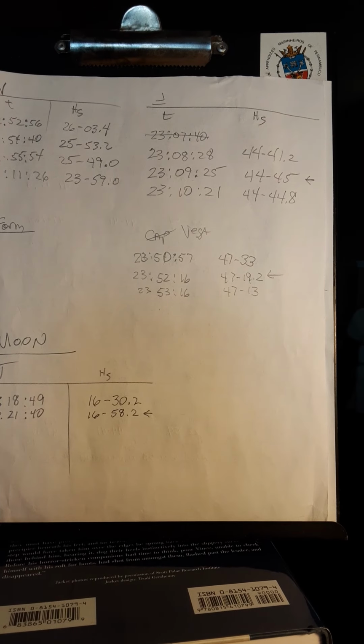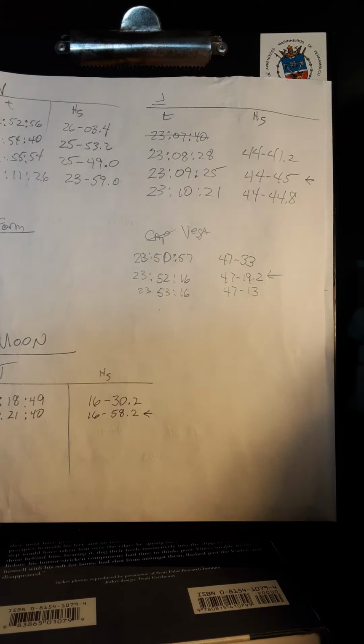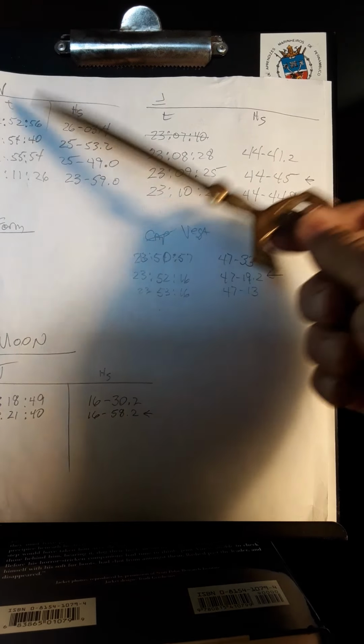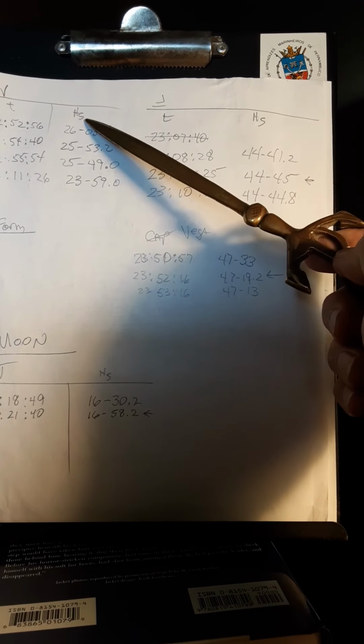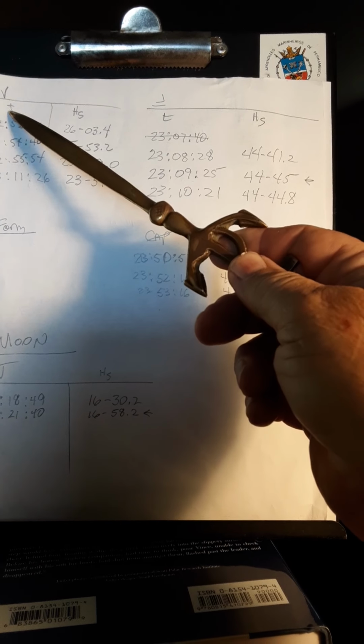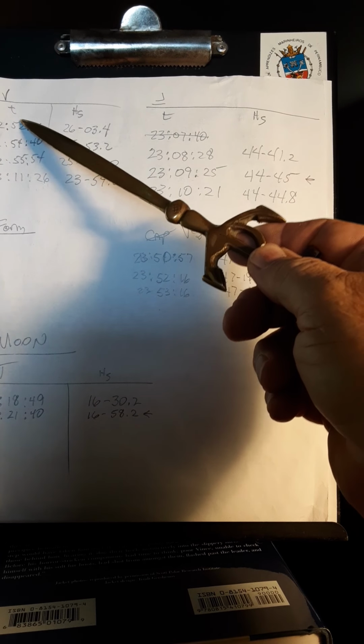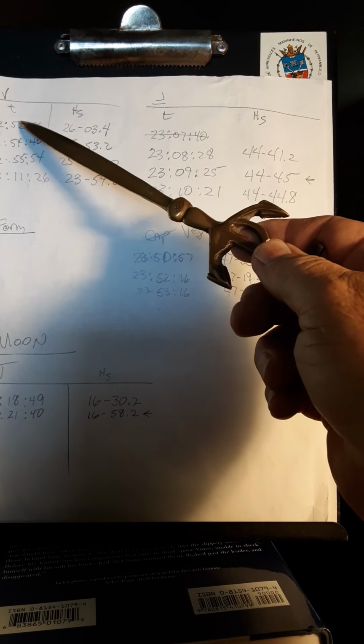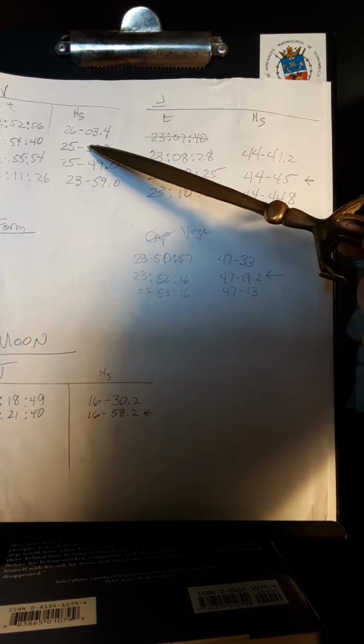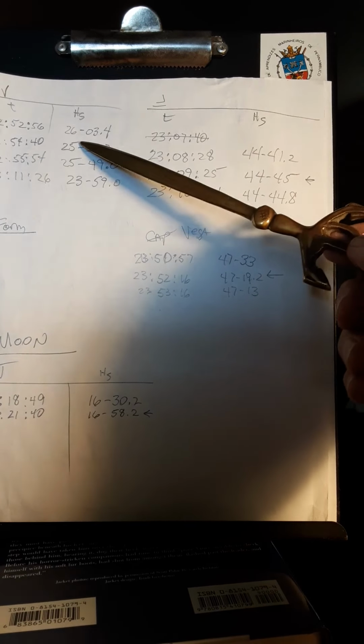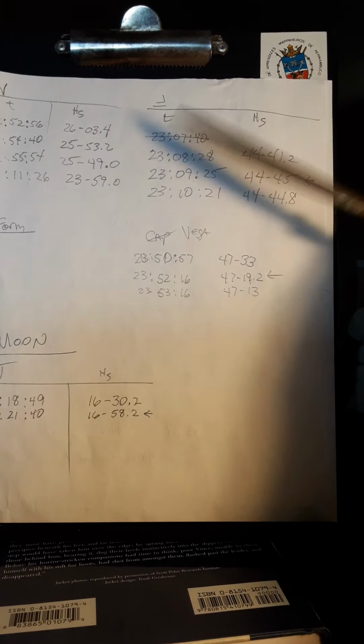By the way, here are my actual readings, my HSs. Here's Venus, the time, and the HS. I'm sitting in my cockpit with my little digital watch set to Greenwich Mean Time. And so I record the time and the shot, Jupiter, time, and the shot.